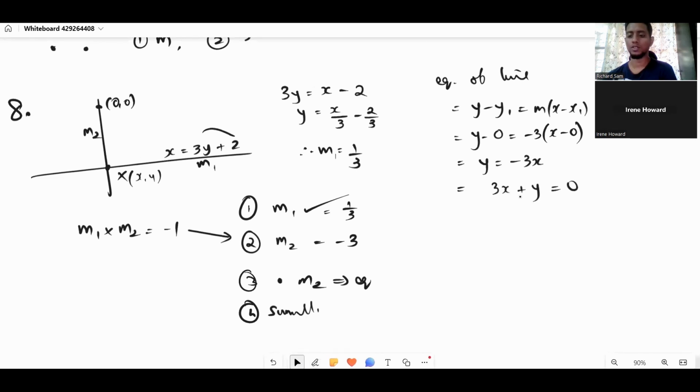This is your equation: 3x plus y is equal to 0. So x minus 3y is equal to 2 and 3x plus y is equal to 0. These are your two equations.